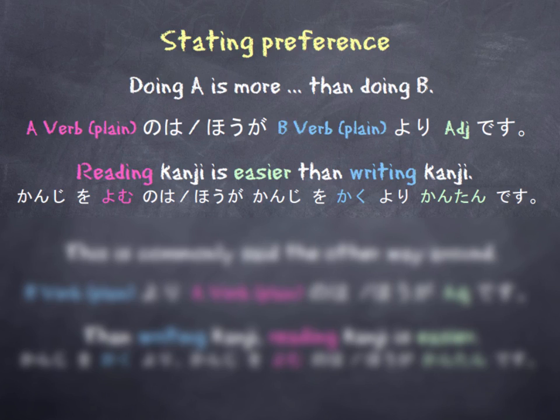We can see here that our first activity is reading kanji. Kanji o yomu. It is also the thing that we want to compare to. The verb yomimasu has been changed into its plain form, yomu. We can then use either no wa or hoga.